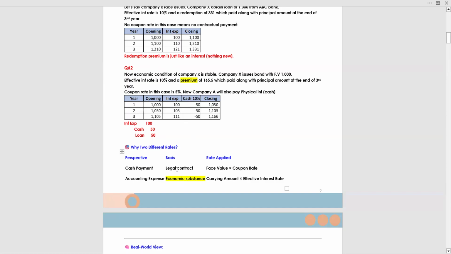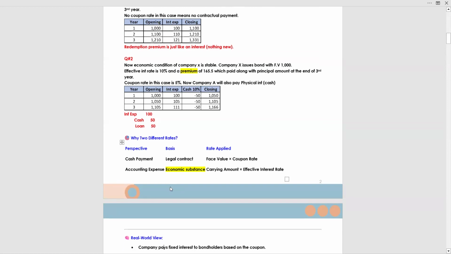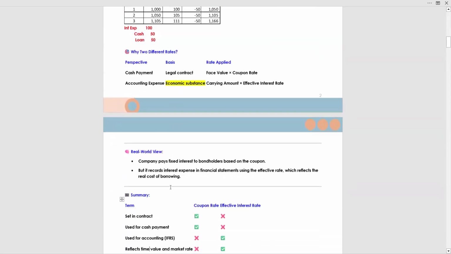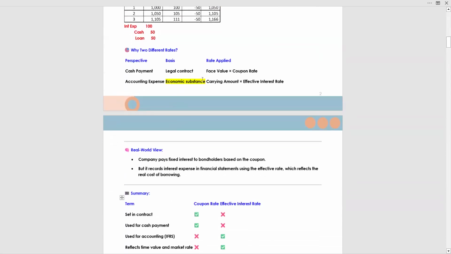Now, cash payment, legal contract: face value multiplied by coupon rate. Accounting expense, economic substance: carrying amount multiplied by effective interest rate. Effective interest rate will always apply on the carrying amount, or you can say net fair value, not face value. We will identify or solve questions on net fair value or carrying amount as well. So you have to be skeptical about these differences.